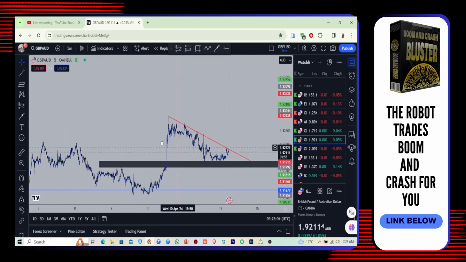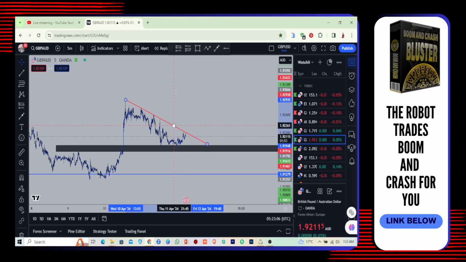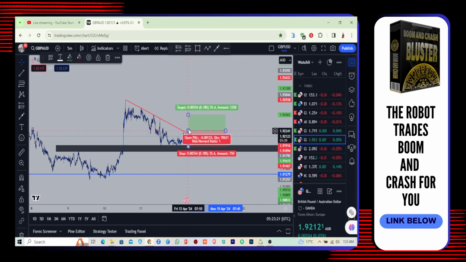So I would wait for the breakout here. Note that all the trades I've been placing are on the 5-minute time frame. This is the time frame that I will be using, right? So you would wait here for the market to go to the upside, mostly something like this.